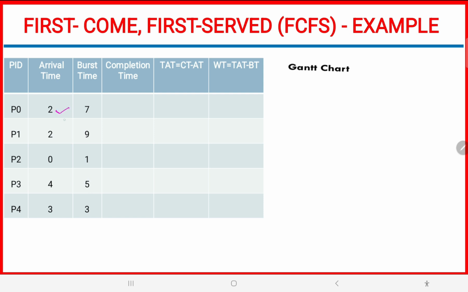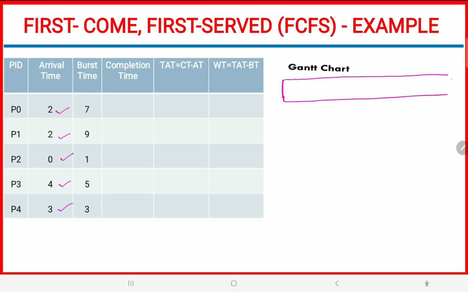If you see, P0 arrives at time 2, P1 also arrives at time 2, but P2 arrives at time t equal to 0, P3 arrives at time t equal to 4, and P4 arrives at time t equal to 3. So the question arises, how can we resolve such an issue and get the average waiting time for such a system? The very first thing is that we are supposed to prepare the Gantt chart for this so that we can get the completion times of various processes.